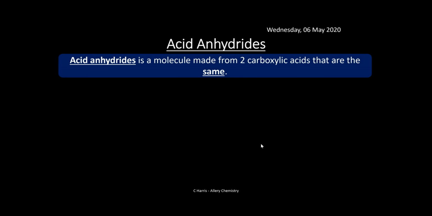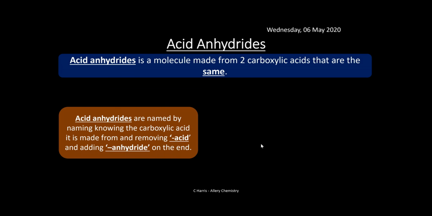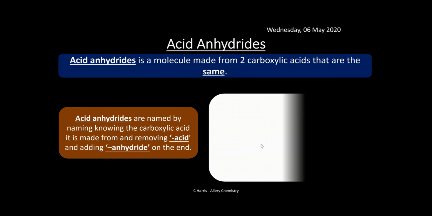Okay, anhydrides. Now these are another derivative of a carboxylic acid, so they're formed from a similar method, but anhydrides are actually molecules that are made from two carboxylic acids that are the same, and they're the only type that you need to know for OCR. So acid anhydrides are named by naming the known carboxylic acid it's made from, removing the word acid and adding anhydride on the end. So let's have a look.